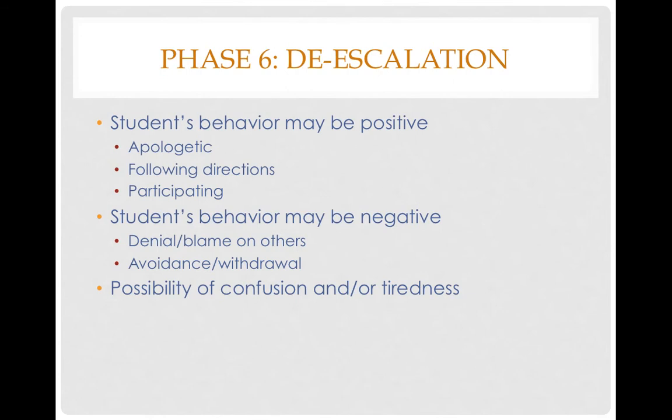After the peak behavior occurs, the child enters the de-escalation phase. The student's behaviors may be positive. He or she may be apologetic, follow directions, and participate. Or the behavior could be negative. He or she may deny the behavior or blame others. They may also avoid or withdraw from the class. All students in the de-escalation phase may have some confusion and or tiredness.